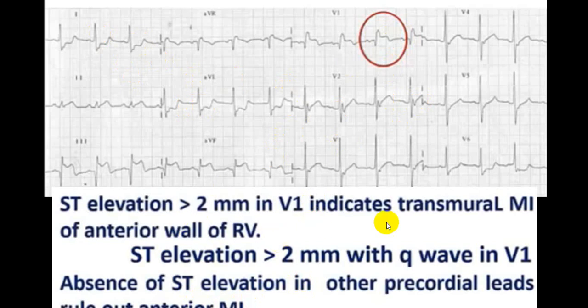So you should have ST elevation in V1 and absence of ST elevation in other precordial leads. If you get it only in V1, but there is no ST elevation in other precordial leads, it almost rules out anterior wall MI. But when you get it in V1 in presence of inferior wall MI, it will be RVMI.